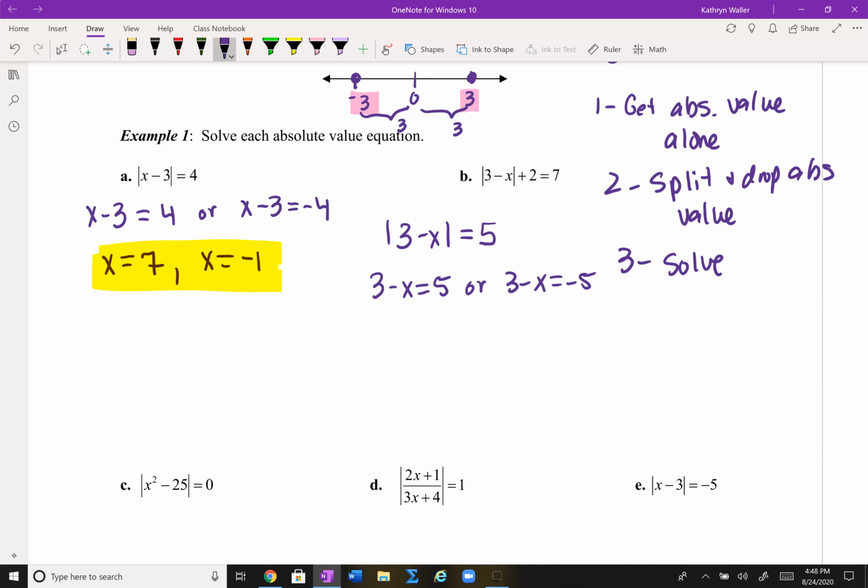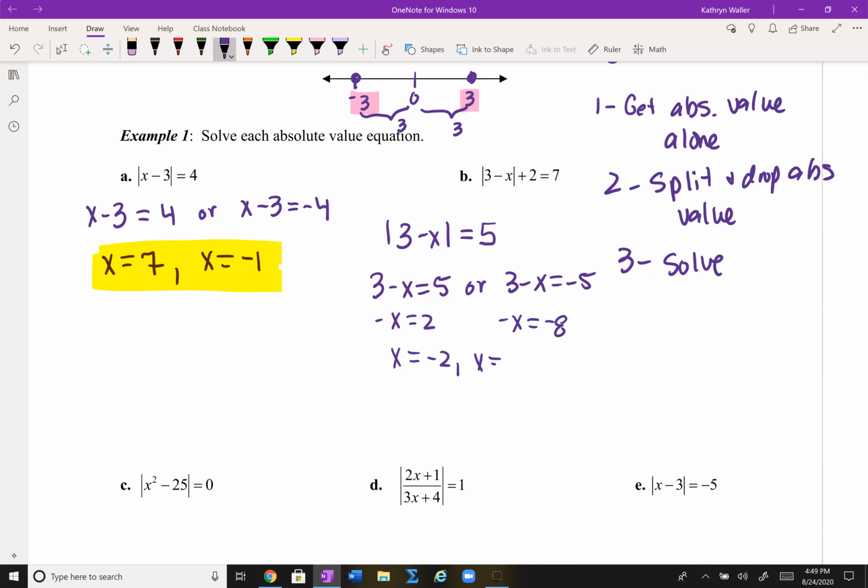The one that's on the left, pull your 3 over, it becomes a negative. So you have negative x equals 2. To get rid of that negative, you just change both the signs, and you get x equals negative 2. Do this one, bring the 3 over, it becomes a negative, negative x equals negative 8.